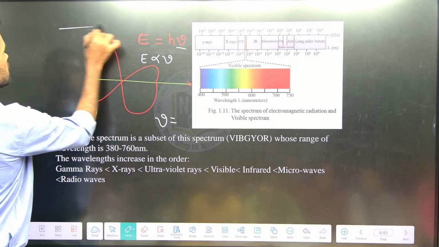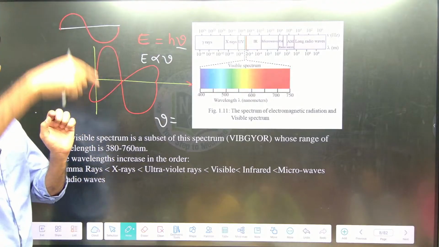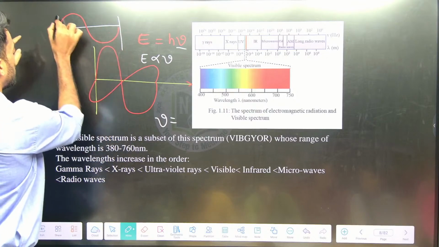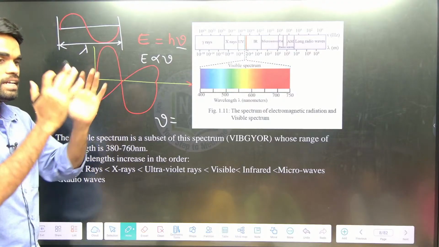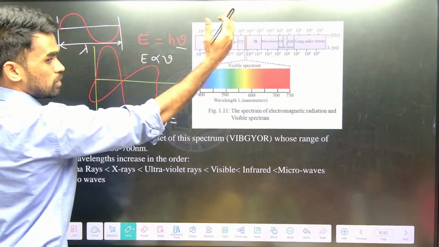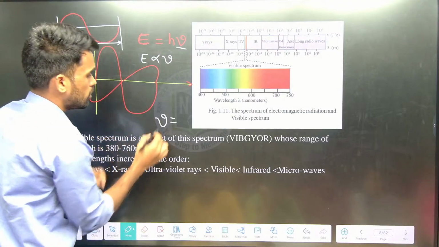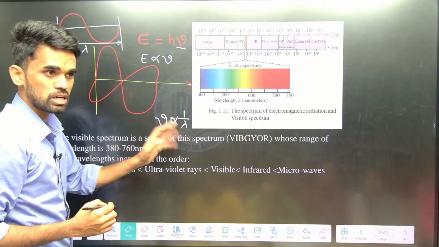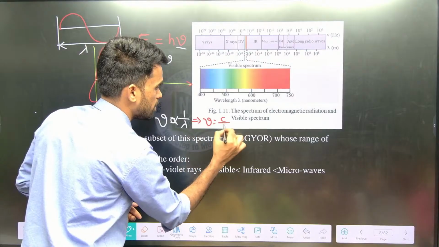If this is a wave, one wave consists of one crest and one trough. So this is a complete cycle. The distance from here to here is called its wavelength. Greater the wavelength, it means it occupies more space, so lower is the energy or lower is the frequency. So frequency is inversely proportional to wavelength. From here I can write nu equals c by lambda.